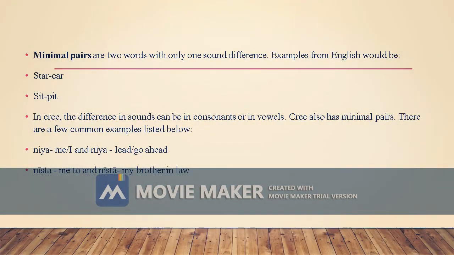Minimal pairs are 2 words with only 1 sound difference. Examples from English would be star, car, sit, pit. In Cree, the difference in sounds can be in consonants or in vowels. Cree also has minimal pairs. There are a few common examples listed below. Nia, which means me and I, and nia, which means lead, go ahead. Nista, me too, and nista, my brother-in-law.